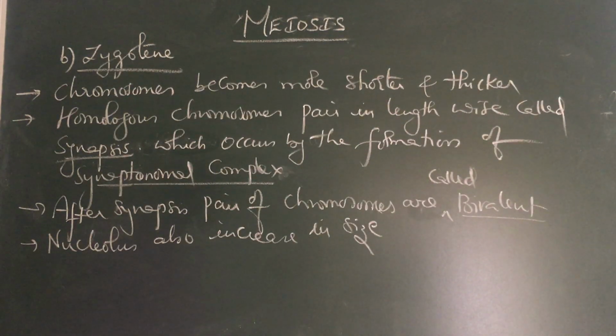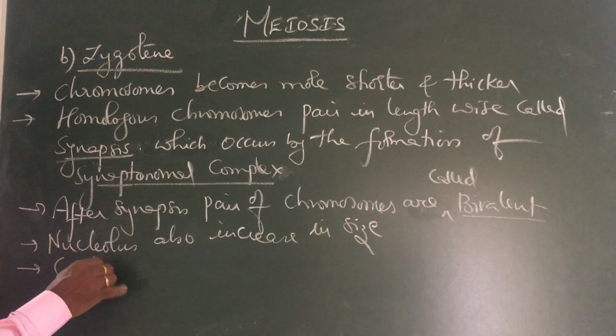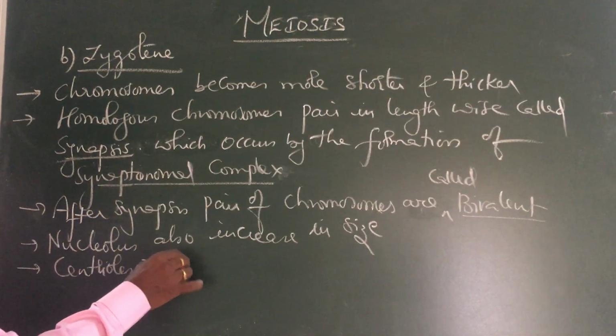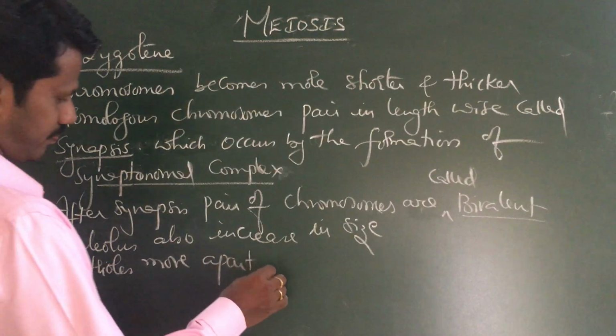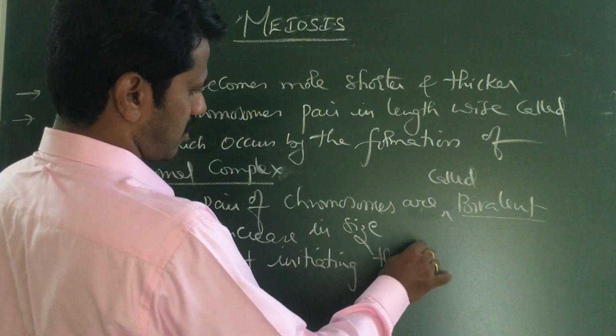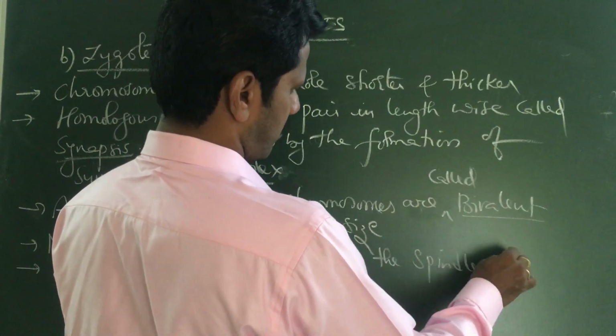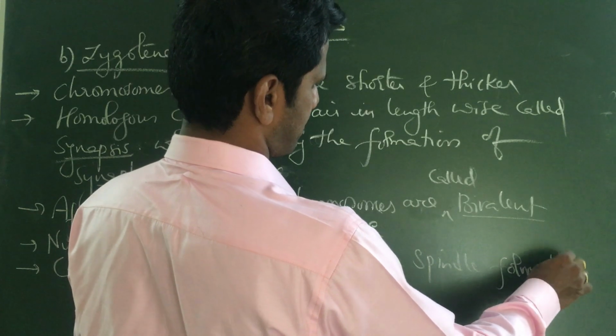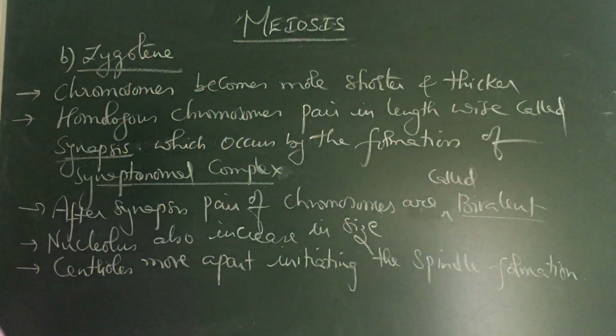Next, centrioles move apart, initiating the spindle formation. So centrioles will start forming the spindles. So these are the changes that occur in zygotene.